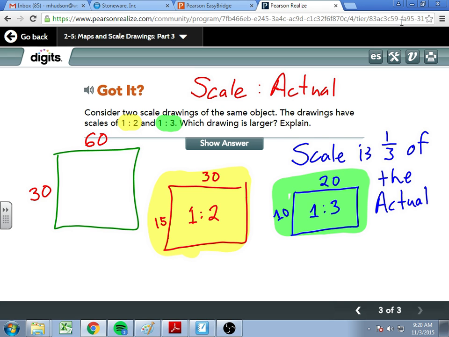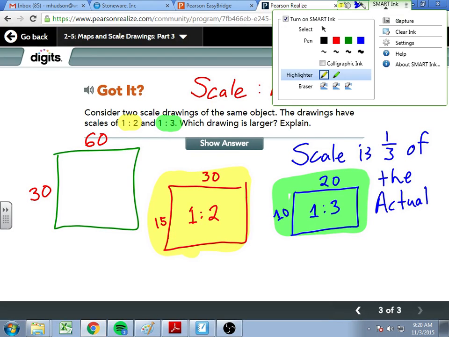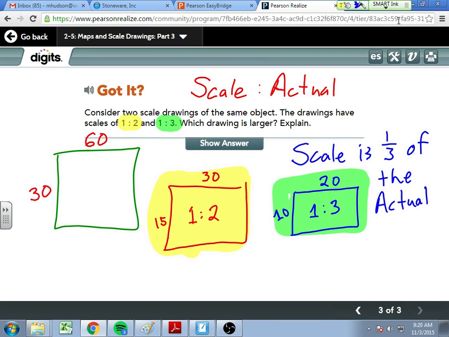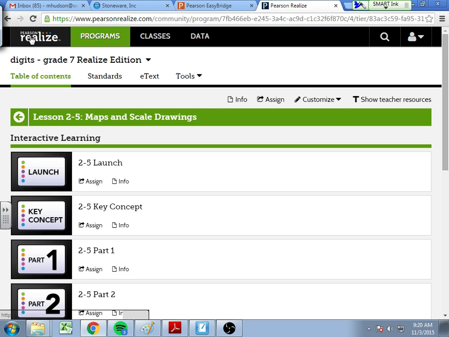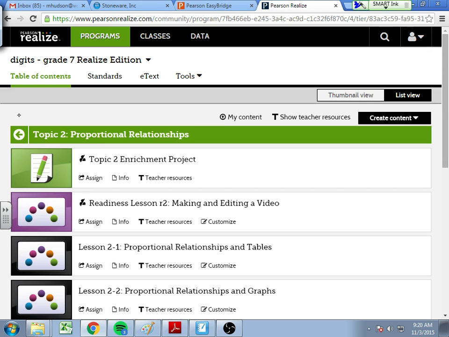Sorry, it didn't have its coffee this morning. Are we good on 2.5? Mm-hmm. Cool? Understand it? Yep. All right, let's move on to 2.6. I'll pass it out.